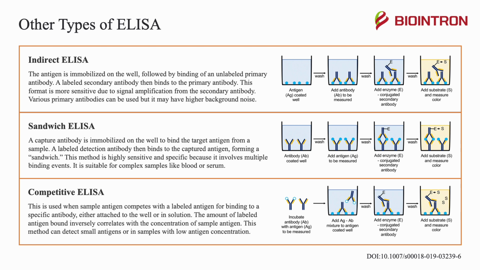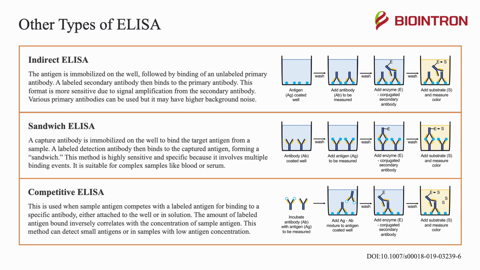In sandwich ELISA, a capture antibody is immobilized on the well to bind to the target antigen from a sample. A labeled detection antibody then binds to the captured antigen, forming a sandwich. This method is highly sensitive and specific because it involves multiple binding events. It is suitable for complex samples like blood or serum.